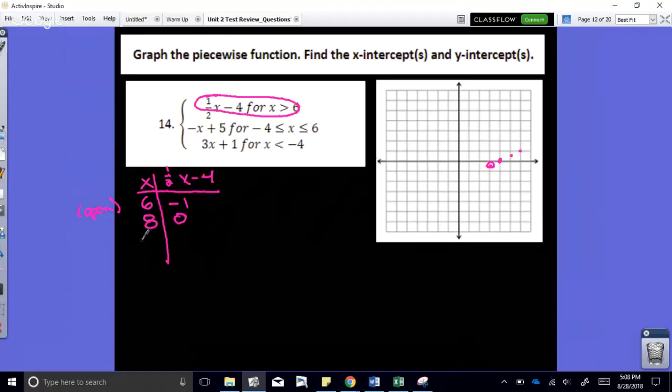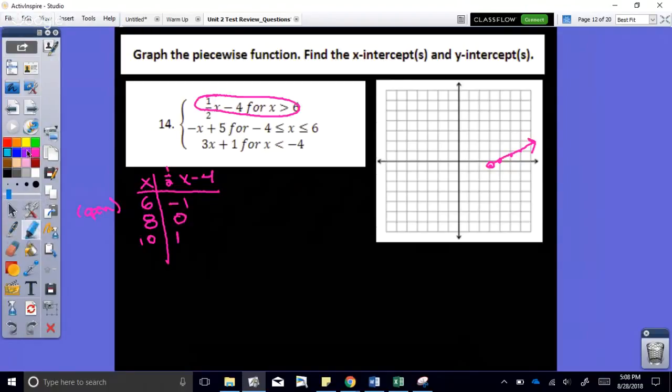The next one maybe you want to plot is 10. 1/2 of 10 is 5. 5 minus 4 is 1. And I get to 10, 1, which we also have. And once you get a couple of points, I'm going to go ahead and connect them. So there's the first part.